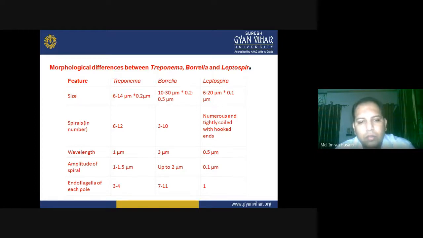Amplitude of the spiral is 1 to 1.5 micrometers in Treponema, up to 2 micrometers in Borrelia, and up to 0.1 micrometer in Leptospira. Endoflagella at each pole: Treponema has 3 to 4, Borrelia has 7 to 11, and Leptospira has just 1.